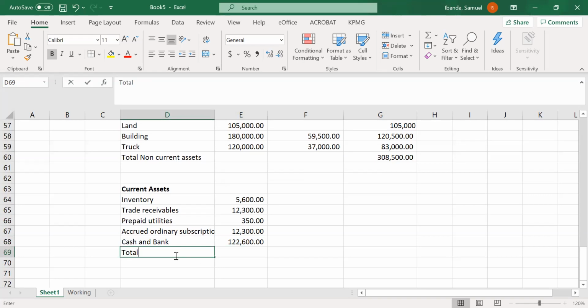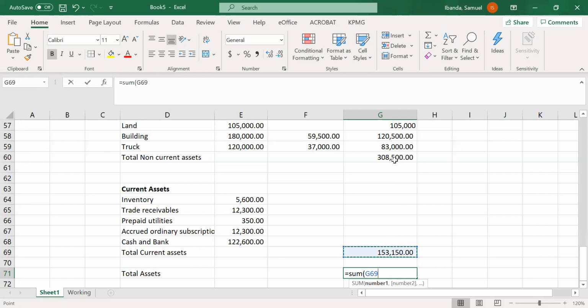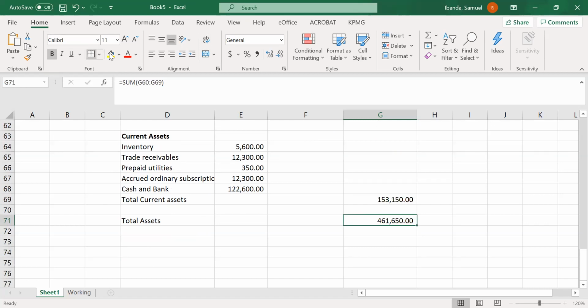So total current assets, just write the total here, the summation of all this gives you 153. So total assets is this value, 41,650.